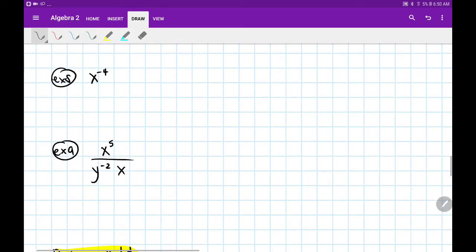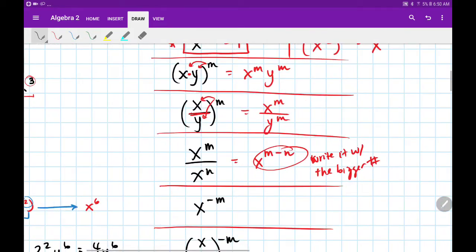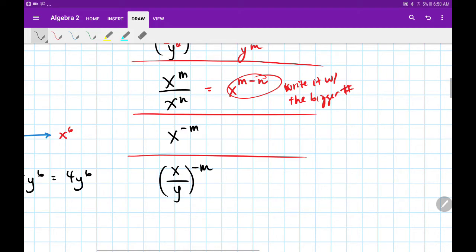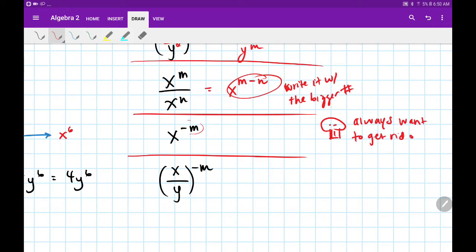Okay, now let's go back to our rules. I'm going to teach you something new, and I just have to teach it to you up front. If I have x to a negative exponent, let's make a note to ourselves: we always want to get rid of the negative exponent first. So you'll start seeing problems where you have negative exponents, and the very, very first thing I want you to do is to get rid of the negative exponent first. And here's how.